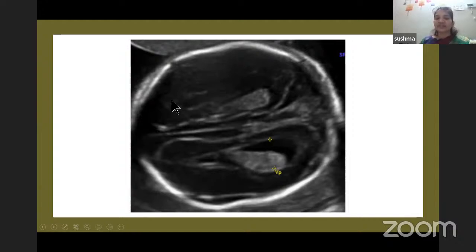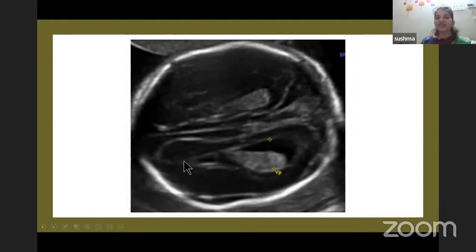So here you can see this is the anterior horn of the lateral ventricle, and this is the anterior horn of the lateral ventricle, which are to be flanking on either side of the CSP, but are very far away from the midline. And they also take the shape of a teardrop. This teardrop sign is characteristic of agenesis of corpus callosum.